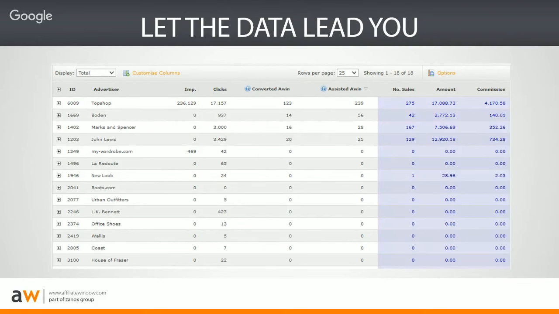Converted AWIN. So this is where other affiliates were involved and you actually converted the sale, so you won. Assisted AWIN. Other affiliates were involved, but you lost. And the number of sales in its entirety. You'll be able to provide the most persuasive arguments in the following scenarios. And bear in mind that you should look at this on a per advertiser basis.